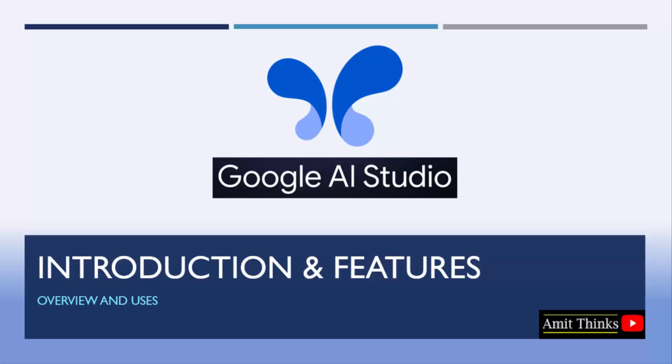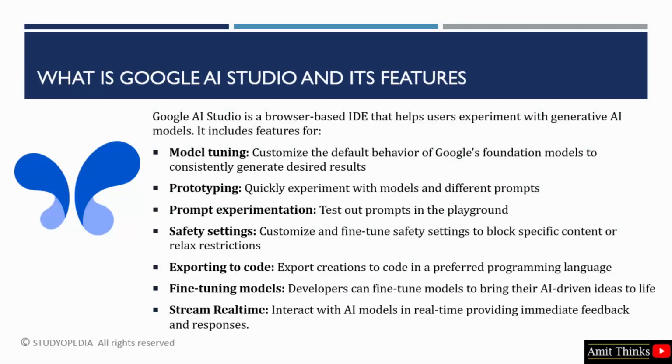In this lesson, we will understand what is Google AI Studio, its introduction and features. With that, we will also see the uses. Let us start. Google AI Studio is a platform provided by Google for developers to build and experiment with AI models. It offers access to the latest AI models, including the Gemini multimodal generative AI models.